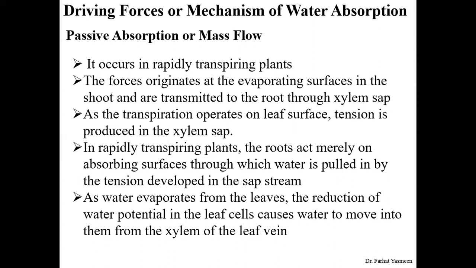In the case of passive absorption or mass flow, that type of absorption occurs in rapidly transpiring plants. And the force for this type of absorption originates at the evaporative surface. That evaporative surface is the shoot and the leaves, where the rate of transpiration is more. So the tension is transmitted to the root through the xylem sap.